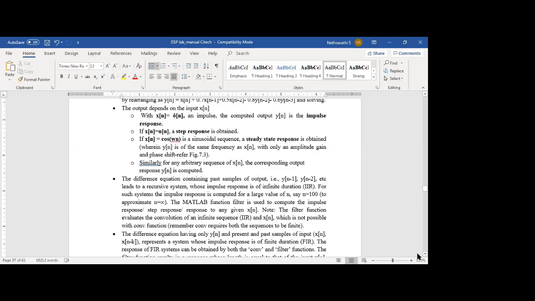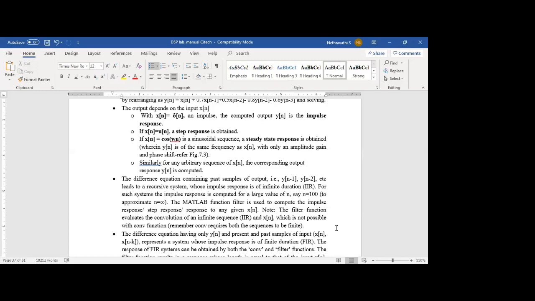In the IIR, that is, an infinite duration or infinite impulse response, if the past output samples are there, then it is an IIR. If the past output samples are not there, then it is called an FIR. And to obtain the impulse response for this particular difference equation, we are using one function. That function is called filter, FILTER.